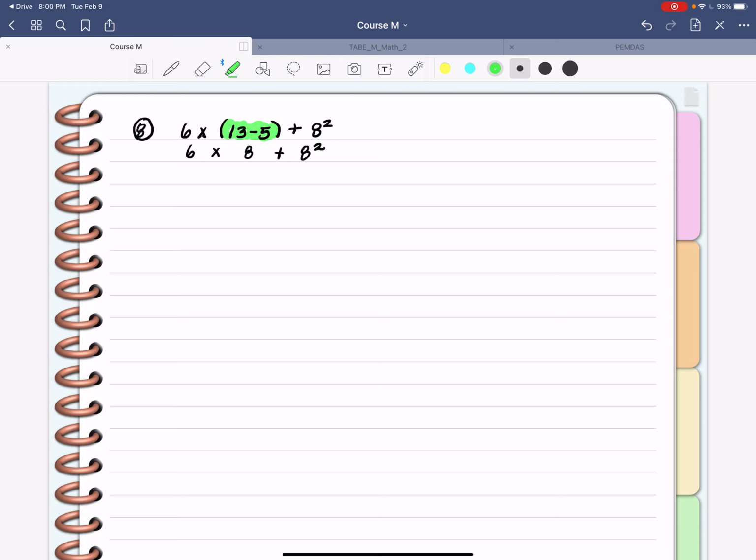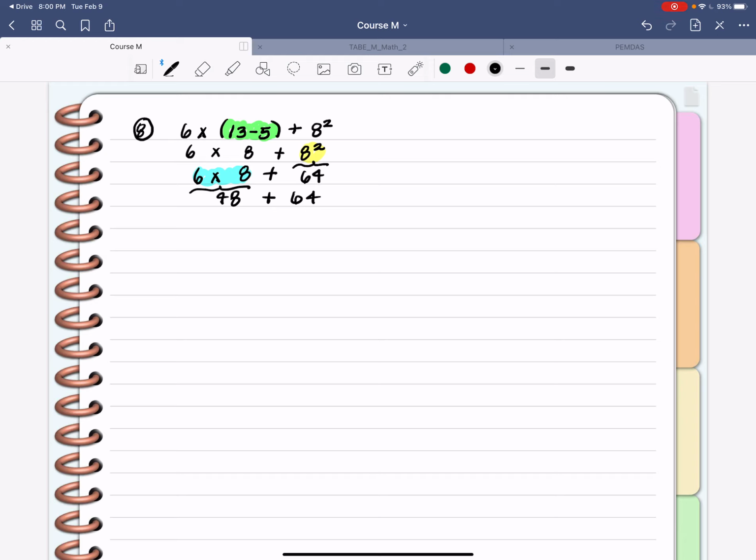Then on this step, we have to do exponents. So 8 eighths are 64. That is not 16 there. Be careful. And then it's multiply or divide. So we have to do our multiplying. You don't want to add before you multiply. You're breaking the rule if you do. So 6 eighths are 48. And then you can do your addition.